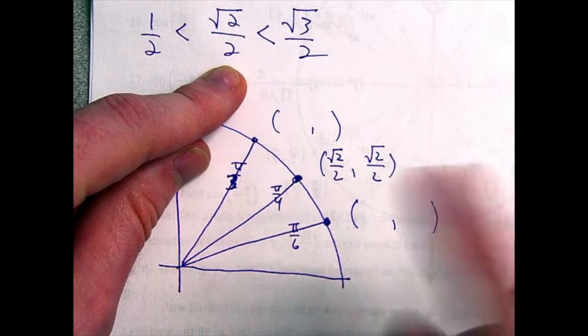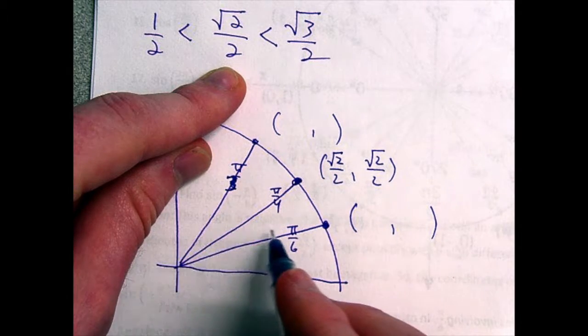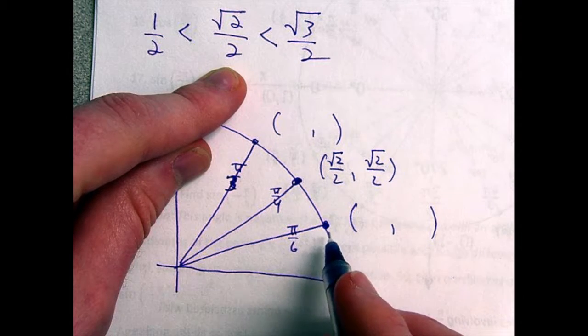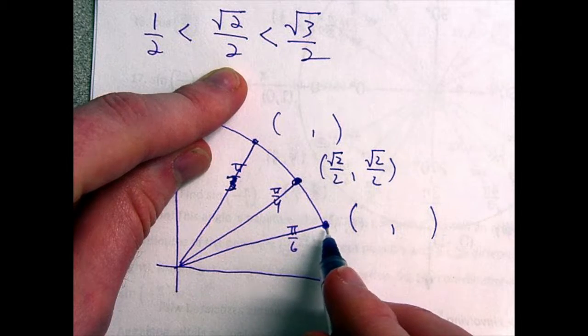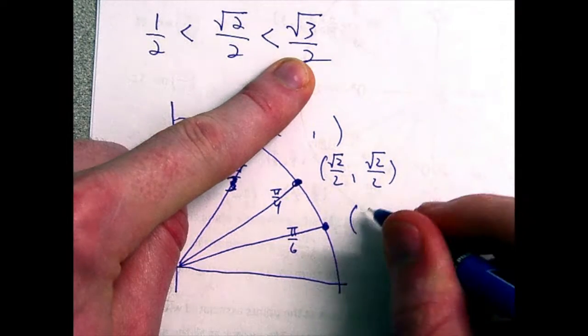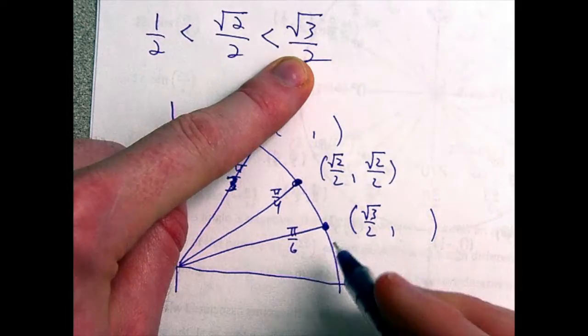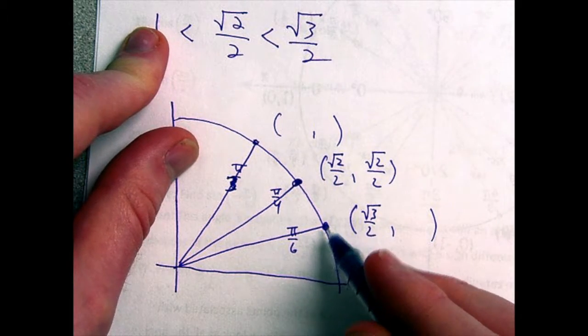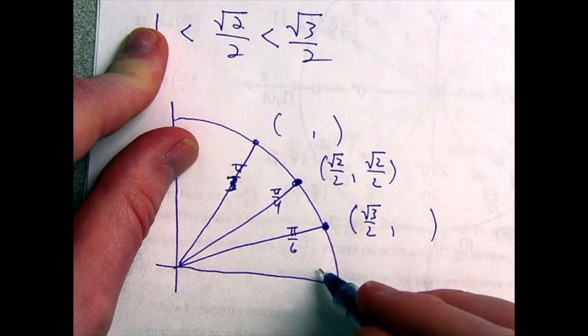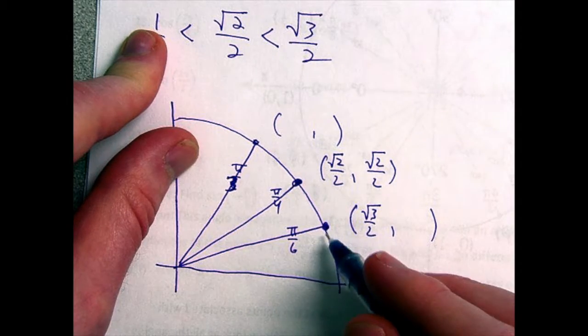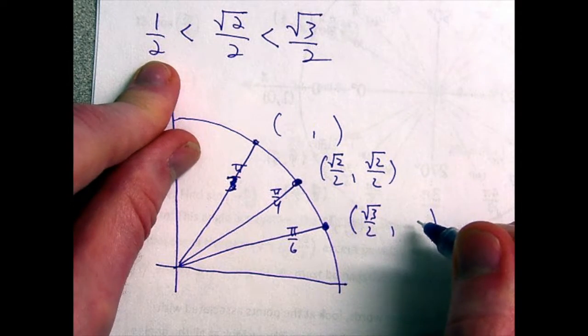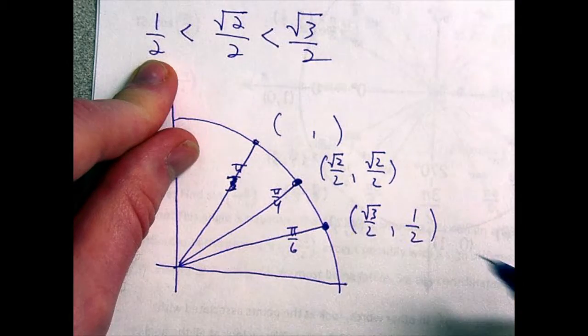If you look at pi over 6, this point is furthest to the right, and therefore its x-coordinate must be the largest value. So that must be root 3 over 2. Its height is very small. This point is lowest off the ground, if you like, compared to the others, which means that its y-coordinate must be the smallest value. That's 1/2.